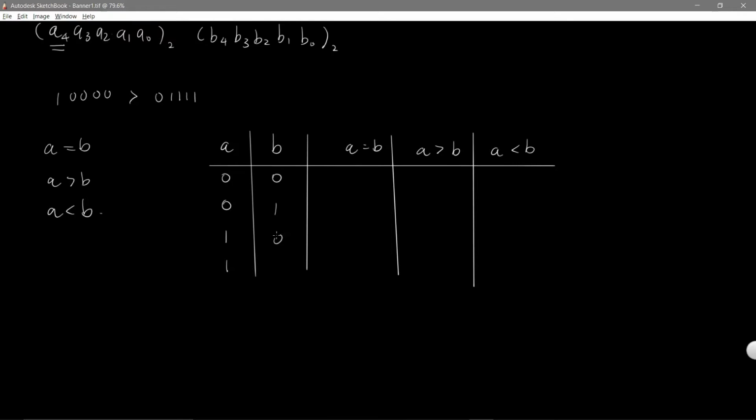And we have 4 combinations here. Let's say that this is A4 and B4, the most significant bits from these two numbers. When A is equal to B, we know that either they are both 0 or they are both 1s. So, the output is this. And when A is larger than B, there's only one case here. So, there's only one 1 here. And it's the same thing for A is smaller than B.